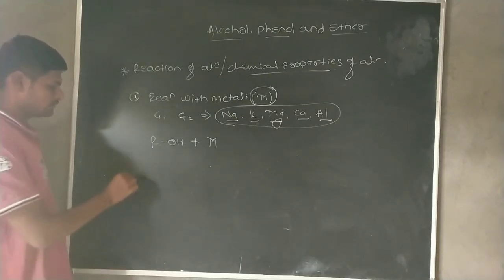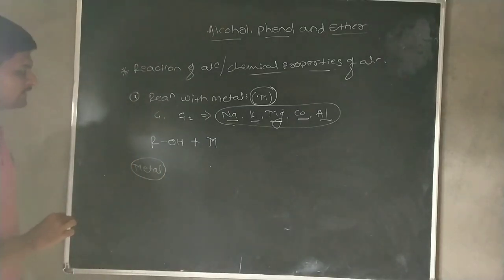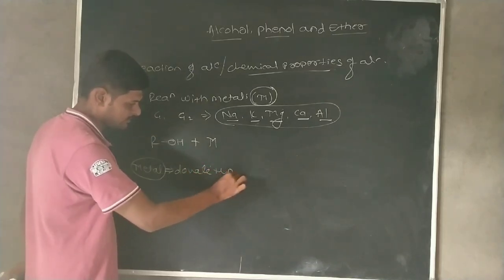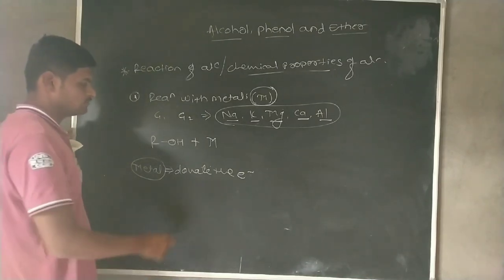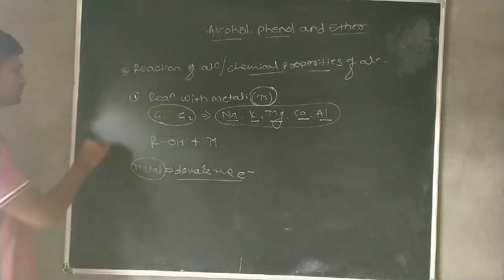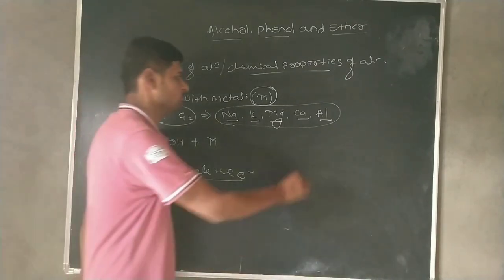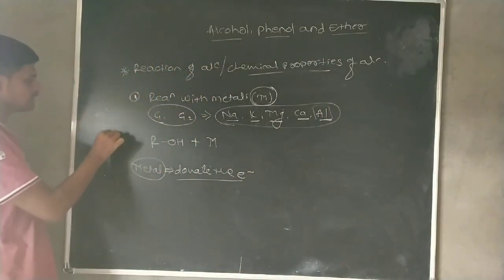The metal always donates the electron. These metals from group first and group second show a +1 oxidation state and also a +2 oxidation state, while aluminium, which we consider from the p block, shows the +3 oxidation state.